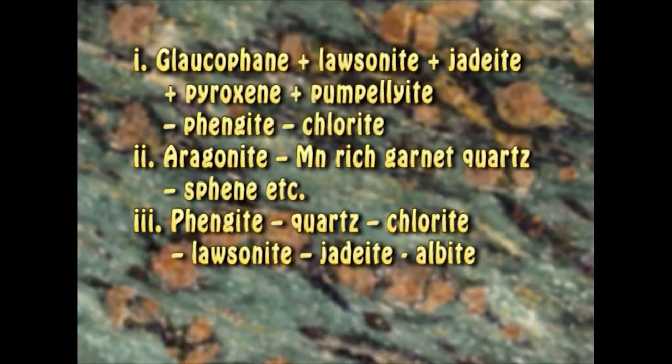First, glaucophane, lawsonite, zeolite, pyroxene, pumpellyite, chlorite. Second, aragonite, almandine-rich garnet, quartz, sphene, etc. Third, phengitic mica, quartz, chlorite, lawsonite, zeolite, albite. These are extremely deep-seated sediments. Therefore, the calcareous minerals are not present deep up to 30 to 35 kilometers.